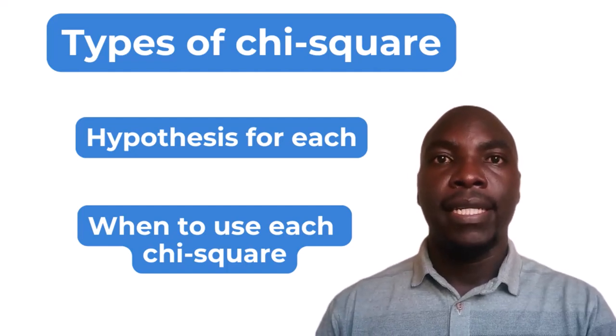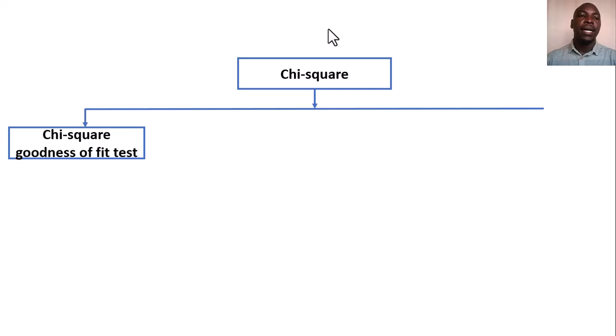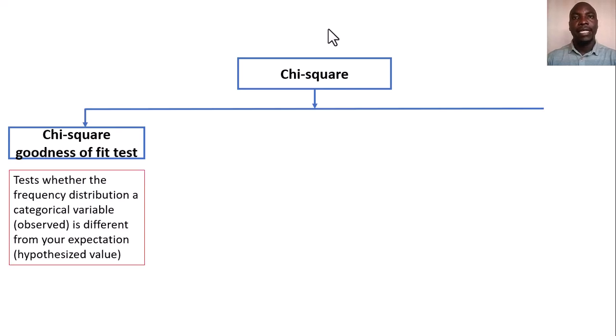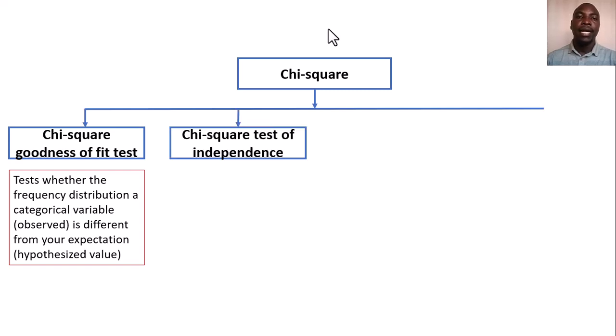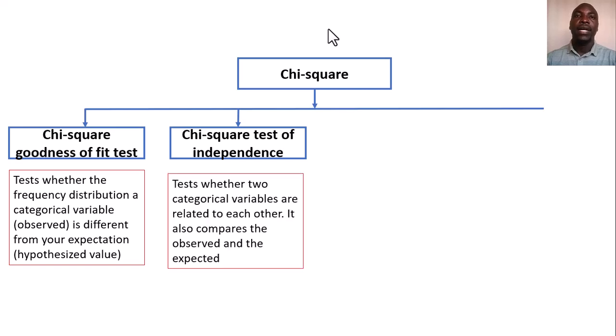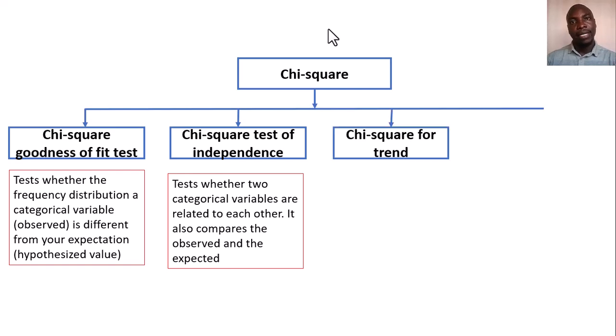So let's get started. There are 4 different types of chi-square tests. The first one is the chi-square goodness of fit test, which tests whether the frequency distribution of a categorical variable is different from your expected or hypothesized value. Next, we have the chi-square test for independence. This one tests whether 2 categorical variables are related to each other. It also compares the observed and the expected.